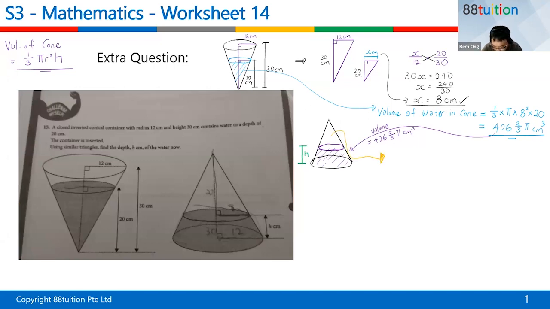Because the top looks like a triangle, and if it's a triangle, then maybe we can use similar triangles. Down here is similar to down here, can you see?